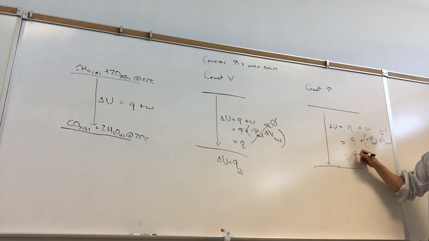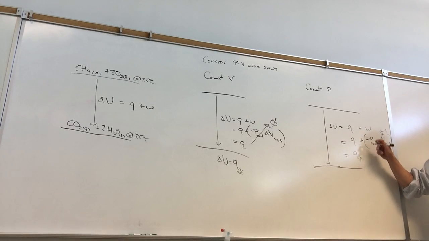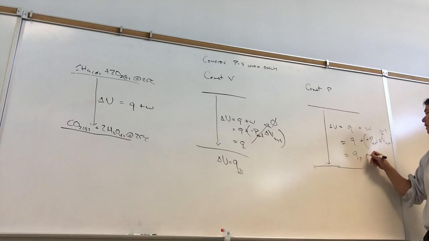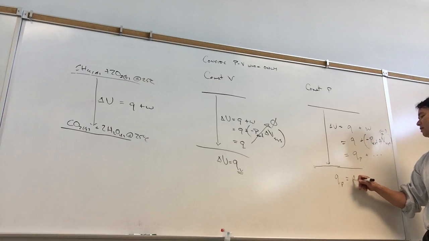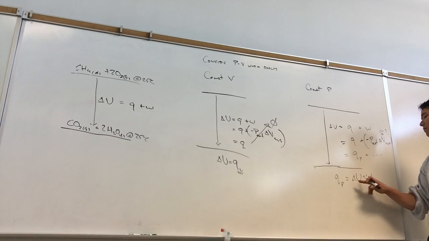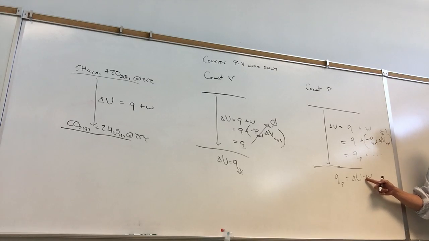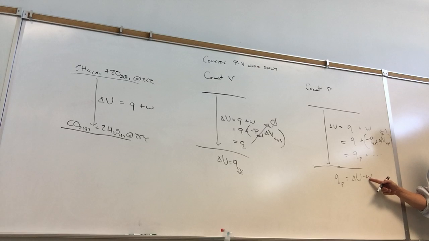Okay, so this is going to equal QP, plus dot dot dot. In other words, QP is equal to delta U minus W. But in this case, it's not a minus. We're not subtracting out the work. We're adding the work. Oh, actually, no. What is this going to be? This is going to be positive. No, we're going to be subtracting out the work.